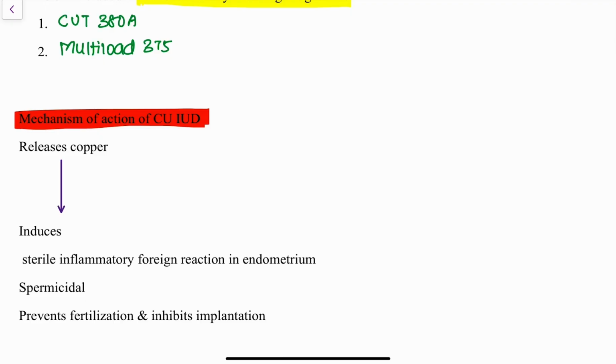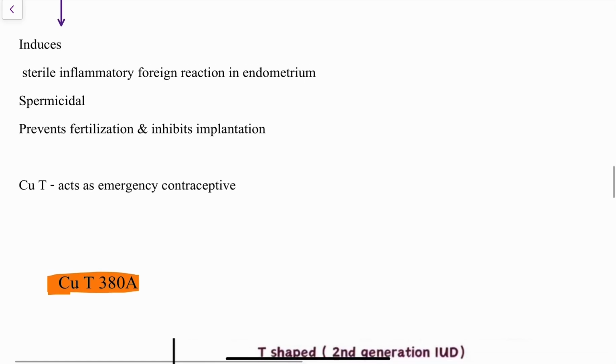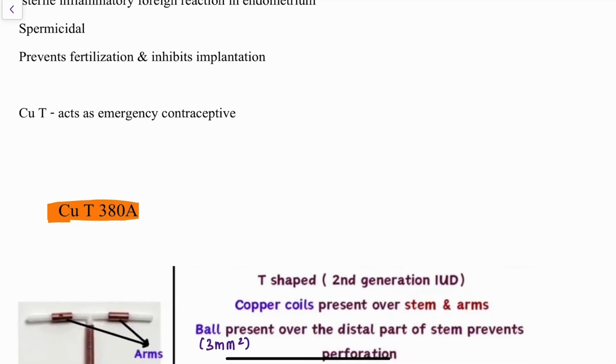In copper T, copper is getting released, which is initiating an inflammatory reaction and prevents the fertilization and inhibits the implantation. In Lippes loop, this device is going to cause a sterile inflammatory reaction, which later on leads to prevention of fertilization and inhibition of implantation as well, right? Fine.